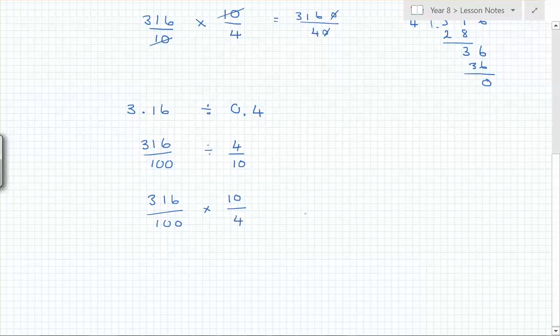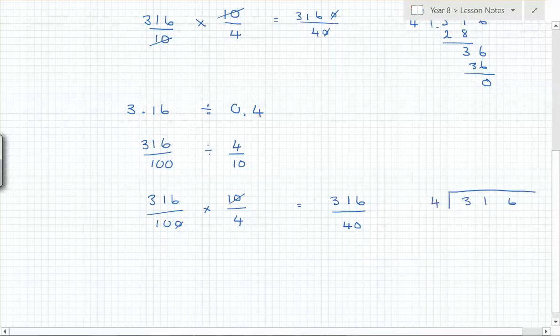This time, though, this 10 doesn't cancel the whole 100, but it will cancel 10 of it. So we end up having to do 316 over 40. Again, 316 divided by 40. How do we do that? Well, we just have to do it, don't we? 360 divided by 40, so how many is it?